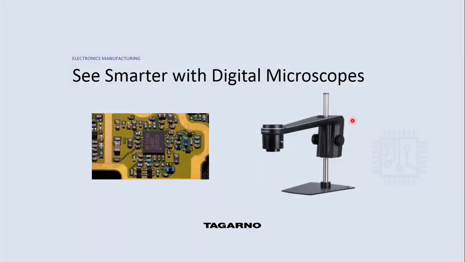Here is a typical digital microscope, obviously a stand, a boom, and the camera out here on the end. So they're very simple to use. You place the board underneath and the image appears on a standard monitor. Of course, you see no eyepieces, so this is a completely digital system.